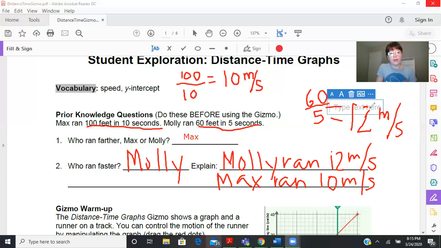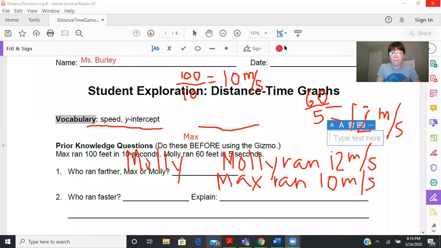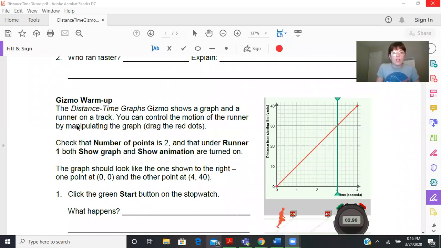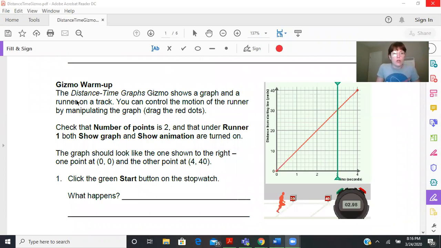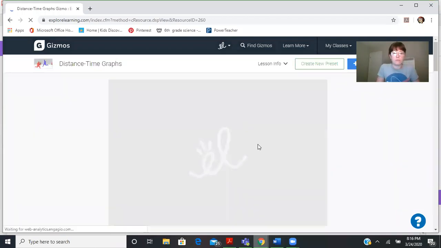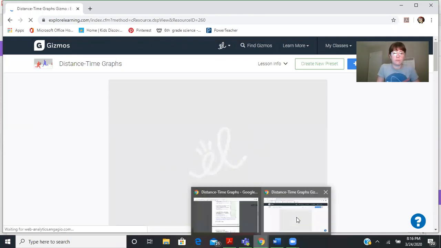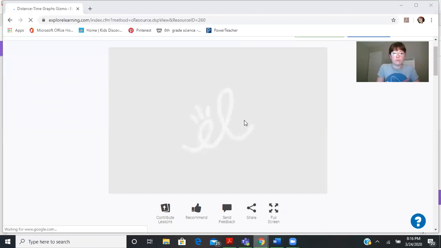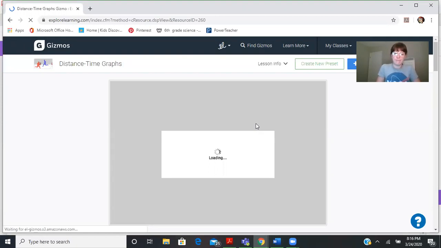All right. Now let's do our warm-up. Check that the number of points is 2. So the distance time graphs GIZMO shows a graph and a runner on a track. You can control the motion of the runner by manipulating the graph. So let's go back and open up our GIZMO. Loading, loading, loading.